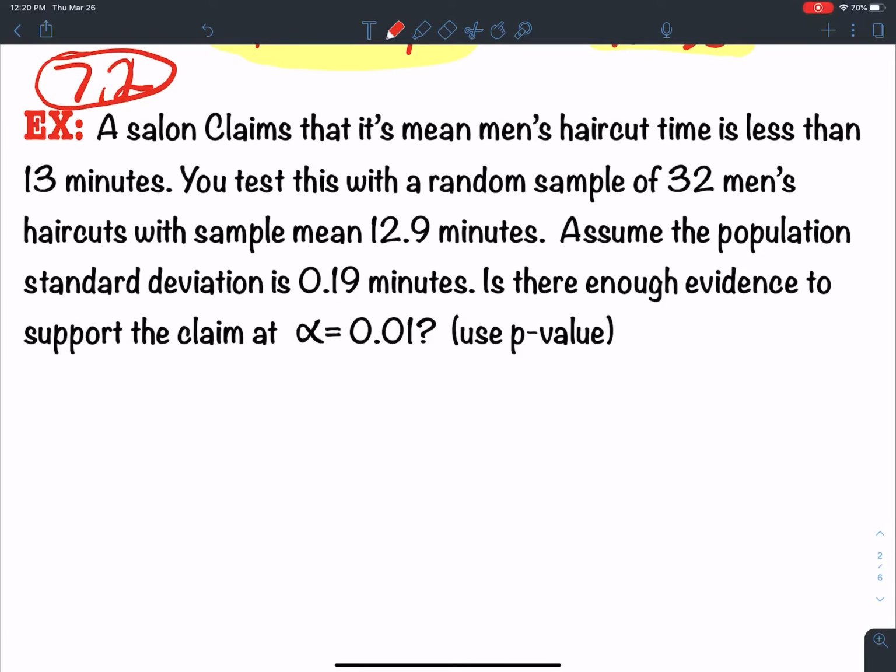All right, this is section 7.2, hypothesis testing for the mean where sigma is known. We're going to work through some examples here. I've got 3 examples I want to go through and show you how to work these problems.